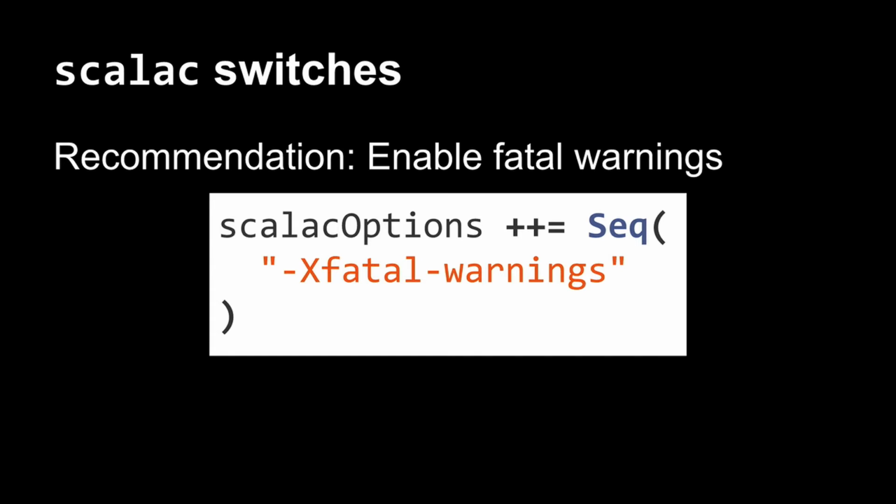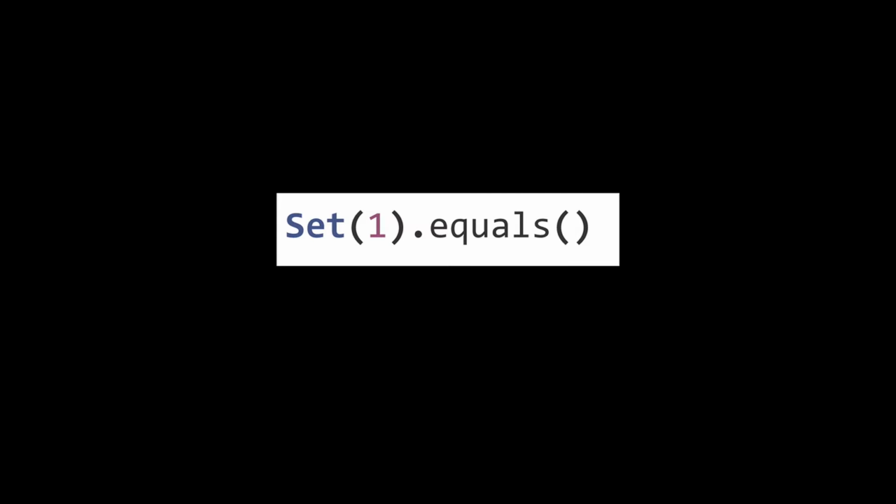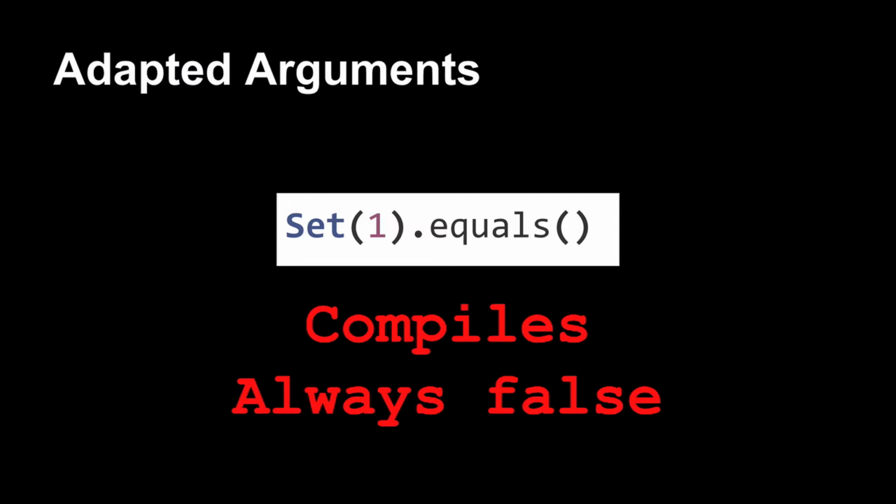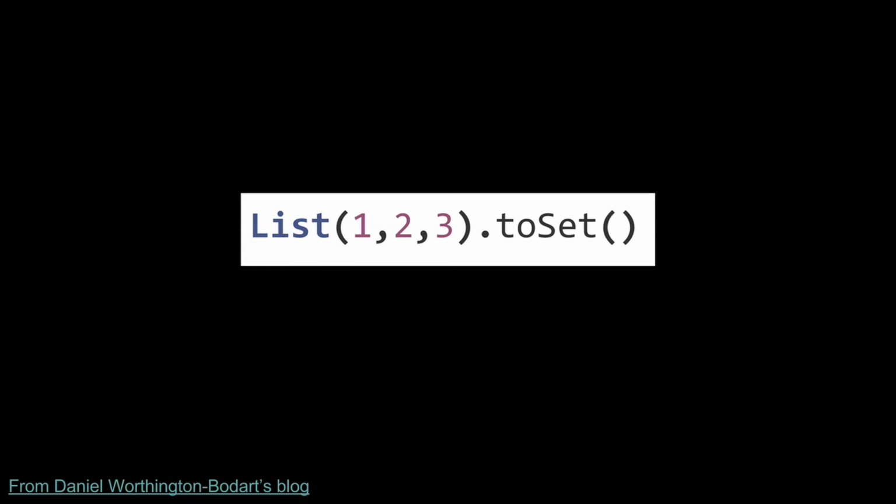So in SBT, you do something like this to turn on those warnings in a way that makes them not warnings, makes them errors. What does this code do? This code is always false. It compiles. We pass unit to equals. Equals says a set of 1 is not equal to unit. Right? This is not what I want to have happen. I want my compiler to tell me I'm wrong.